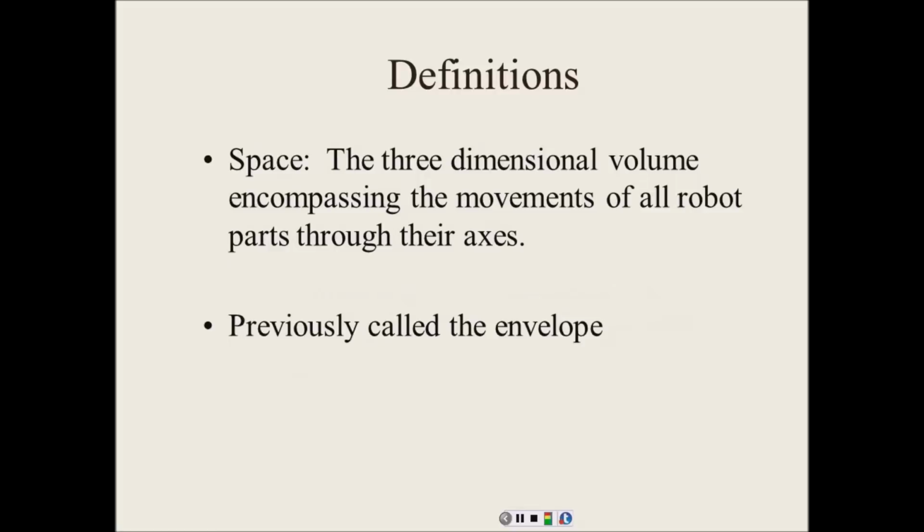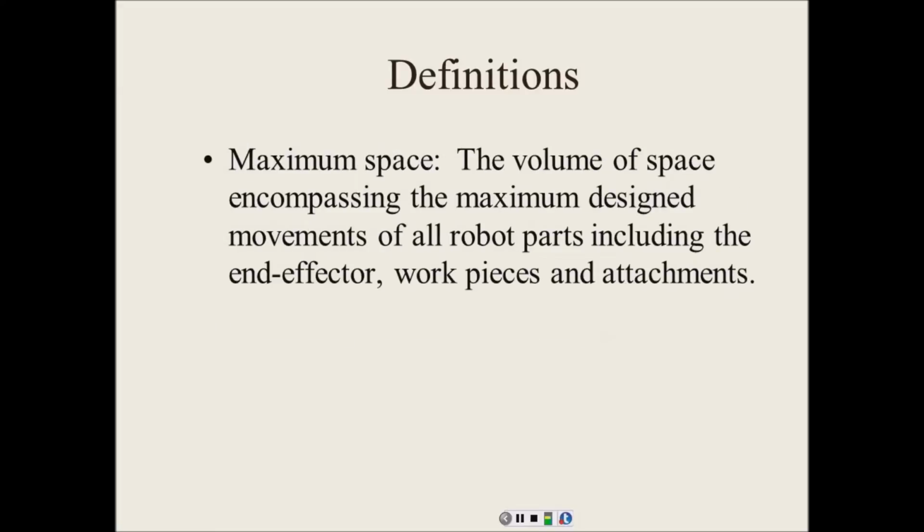Space. This could be called the workspace, or it could be called the robot space. So those two are interchangeable. These are 3-dimensional volumes encompassing the movement of all robot parts through their axes. This was previously called the robot envelope or the workspace envelope. So, are you okay here? This is where we start having problems.